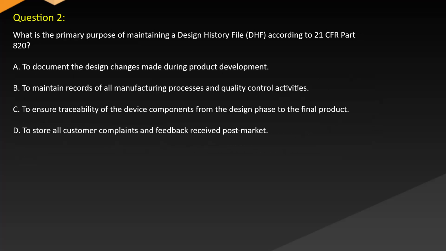Question 2. What is the primary purpose of maintaining a design history file, DHF, according to 21 CFR Part 820? A. To document the design changes made during product development. B. To maintain records of all manufacturing processes and quality control activities. C. To ensure traceability of the device components from the design phase to the final product. D. To store all customer complaints and feedback received post-market.